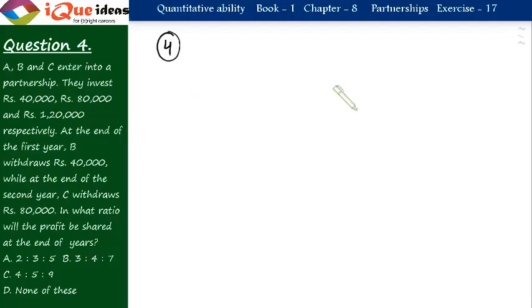So we consider A, B, C are 3 people. Now what happens? Any changes done by A? No, A does not change anything. That means A's investment of rupees 40,000 remains for 3 years. For the entire period of 3 years, A has invested 40,000.